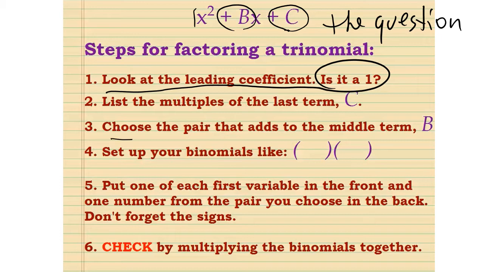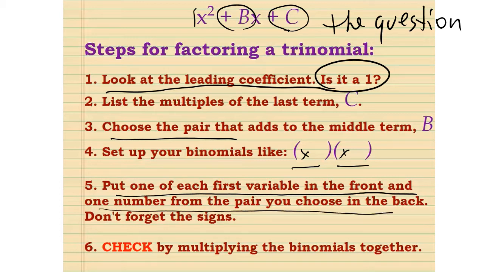All right, so we're going to choose the pair that works. And then we're going to write our two binomials. We're going to put one of each of the first variable in the front, whatever letter they're using. X is often the letter in the trinomial, but it doesn't have to be x. It can be any letter. And then we're going to put the two numbers in the back. Number here, number here. And then we have to decide which sign goes with which number. We can always check by multiplying the binomials together.